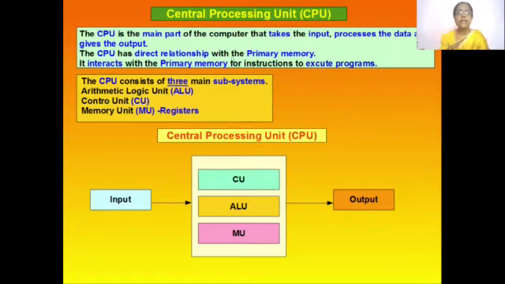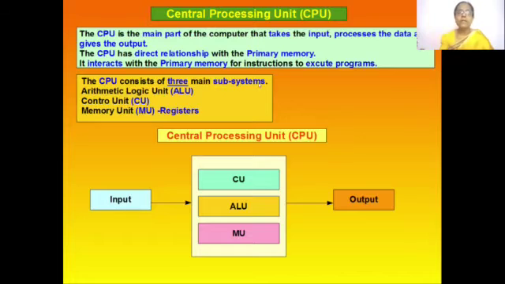The CPU has a direct relation with the primary memory. I told you about the primary memory, the RAM and the ROM. It interacts with the primary memory for instructions to execute any programs. You have instructions, that is your operating system's programs. Automatically, it interacts with the primary memory and allows you to execute the programs, because everything is stored there. All your system programs are stored in the primary memory. So it interacts with the memory and then you're able to use all these programs.